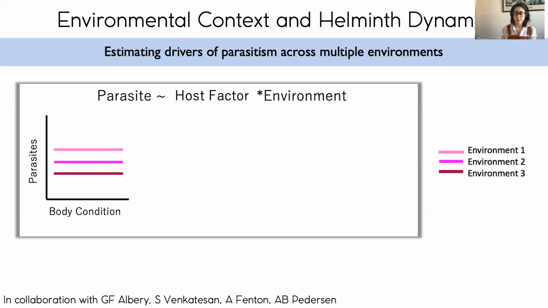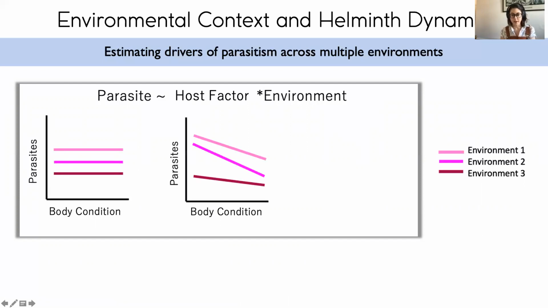So it might be the case in this first plot that there's no relationship between the host factor like body condition and the parasites, but we see the difference in the mean intensity across years, as we just saw. We might also have a scenario where there is a negative relationship between parasites and body condition. So individuals who have better body condition are less parasitized, which is a direction we often expect, but the magnitude of the effect varies from year to year.